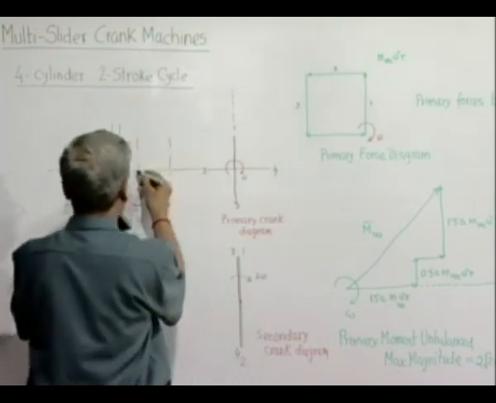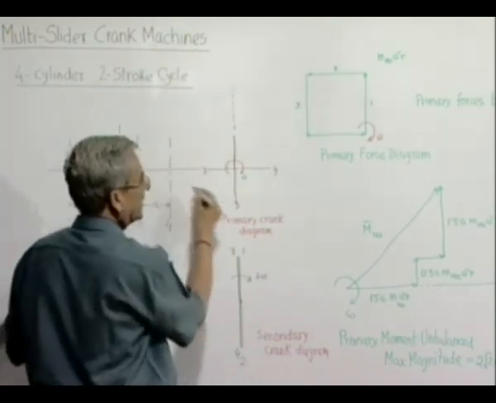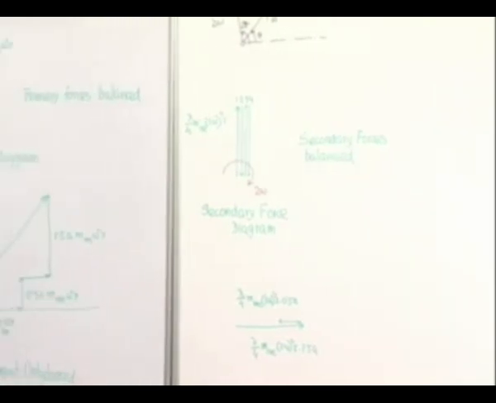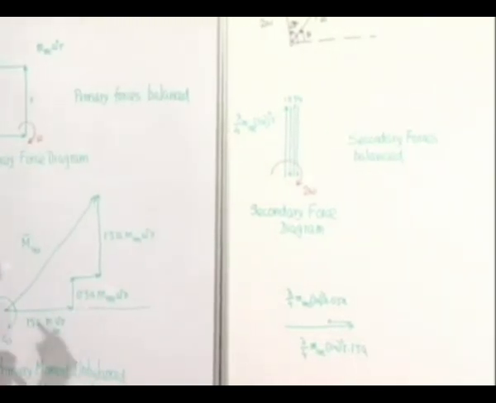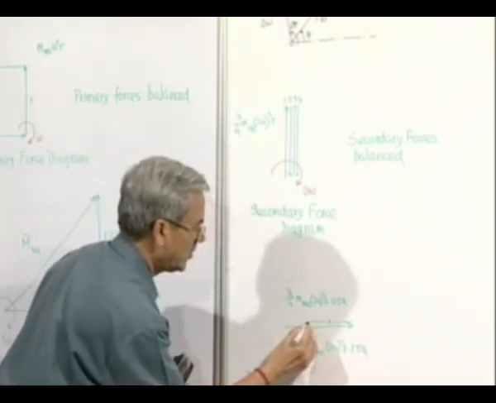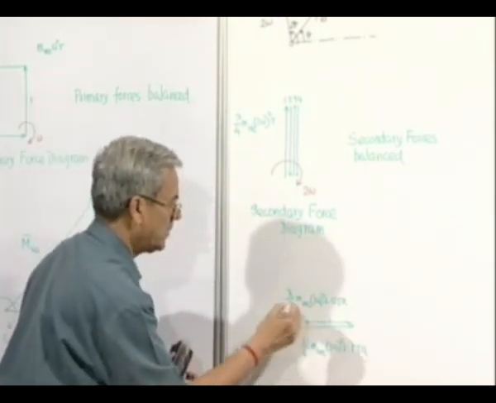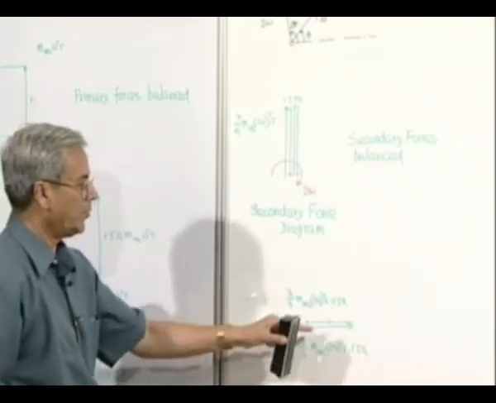Then the third one. Now we have come to this side of this point, and here the third one is again up, so it will again produce a force in this direction of the same magnitude, lambda by 4 m reciprocating 2 omega square r into 0.5 a.